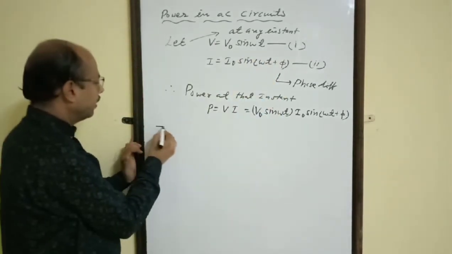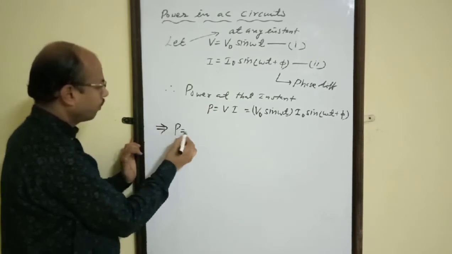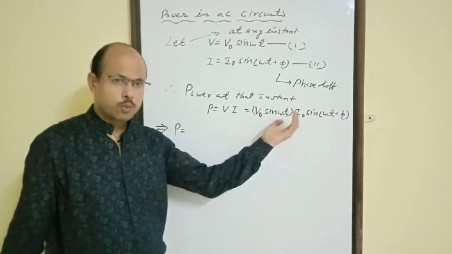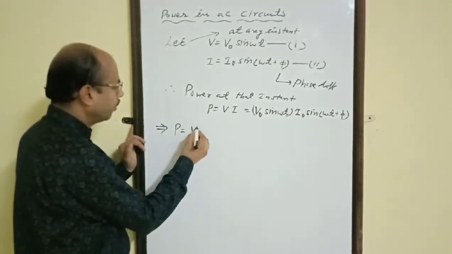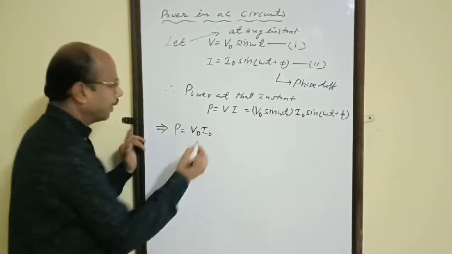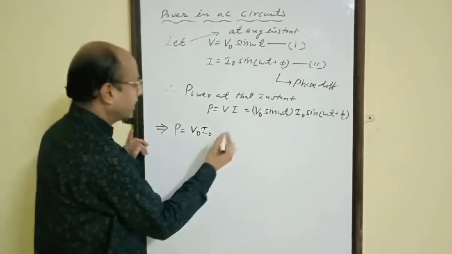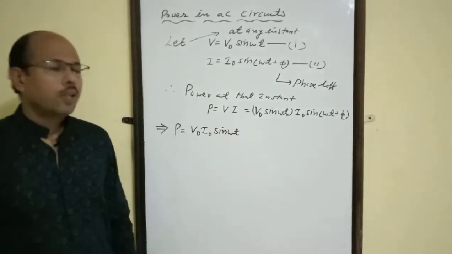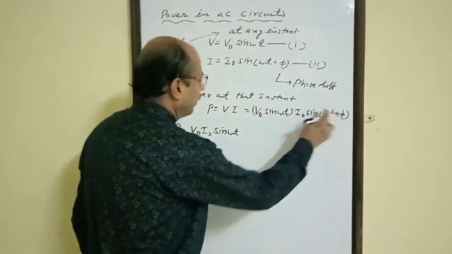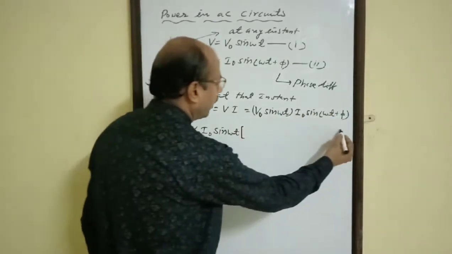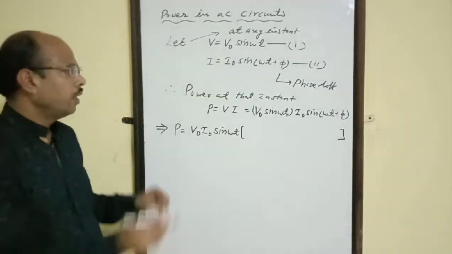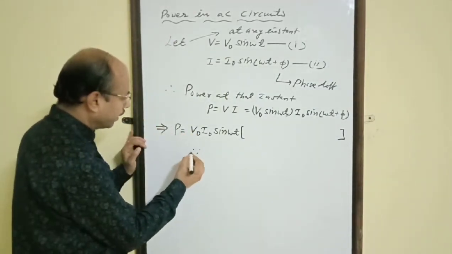Now we can slightly change this expression. V naught and I naught are both constant values, so we can write V naught I naught on the left side. Here it is sin omega t, no change. Now this term we have to expand, using a simple relation of trigonometry. What is that relation? I am writing here.